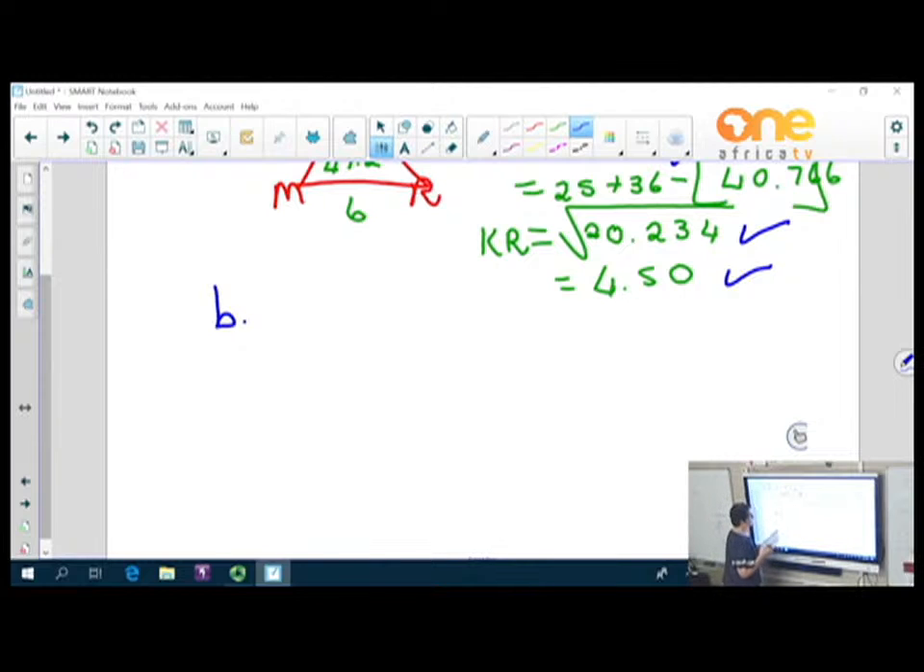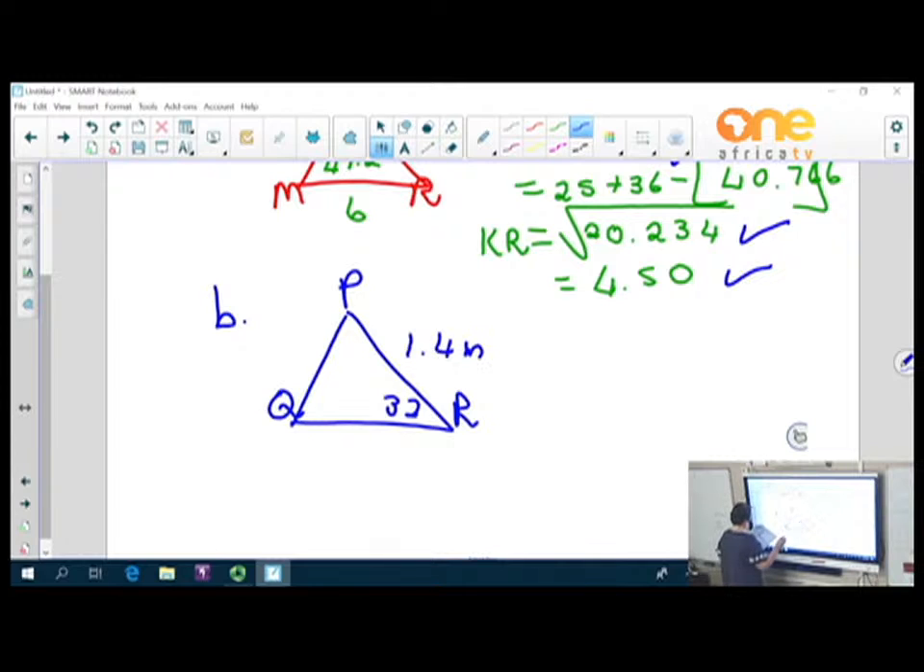Right, I think you should listen to another one and then you can try them on your own. So we'll have to draw the triangle again, PQR. Angle R is 32 degrees. PR is 1.4 meters. And QR 2.2. And we want to calculate the third side. Can you see the two sides and the included angle? That is what we want. We want the third side.